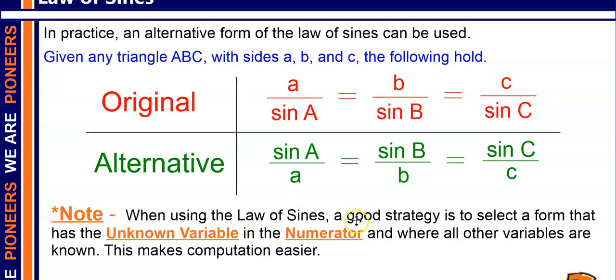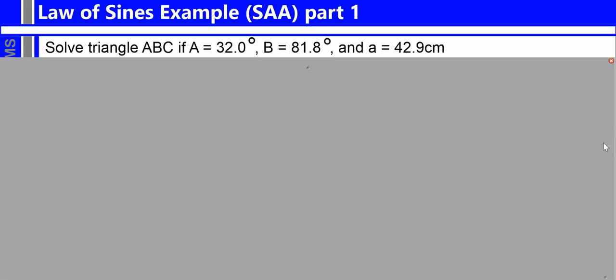It is a good strategy to select the proper form where you put the unknown variable in the numerator. So for example, if I wanted to find the missing side given two angles on the other side, then I would use the original. However, if I want to know what the missing angle is given two sides and one of the angles, then I would use the alternative form. So always put the missing variable on the numerator so that it makes your life a lot easier. Can you still solve it if the unknown variable is in the denominator? Yes, but it's just an extra step or two.